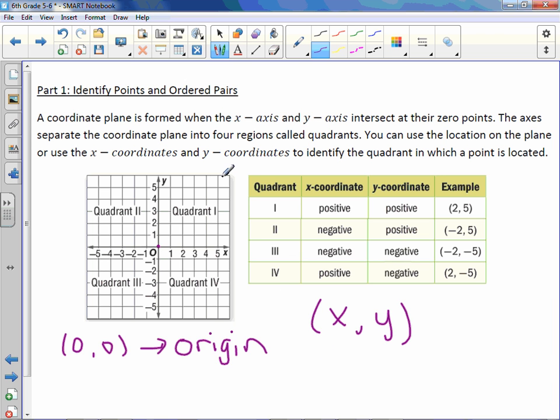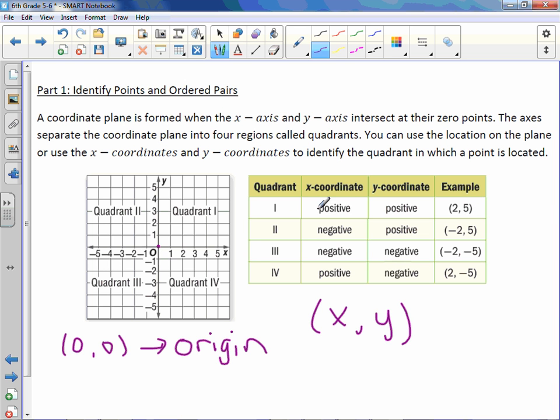Quadrants. We start where both x and y values are positive. So anywhere in here, I'm going to have positive x values and positive y values. That's quadrant 1. Notice how it's labeled. It's labeled with a Roman numeral. It must be labeled with Roman numerals. You cannot use numbers. Then we go counterclockwise. Quadrant 2, quadrant 3, quadrant 4.